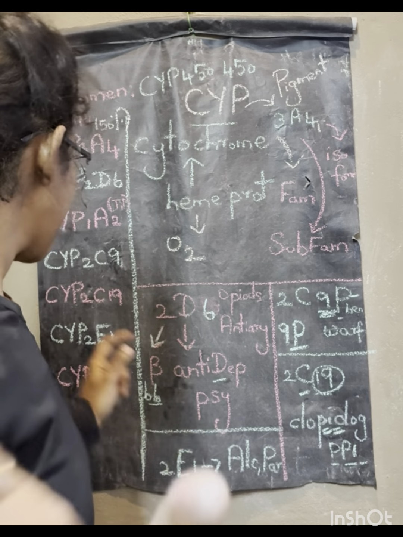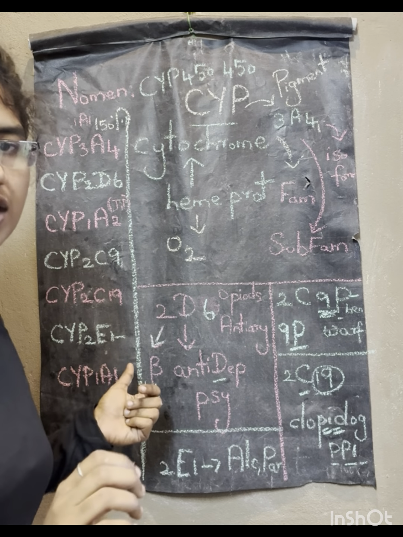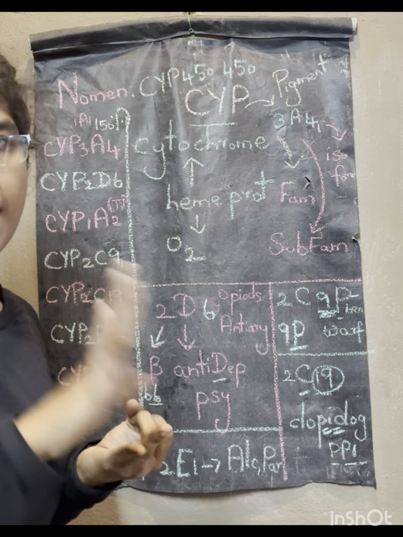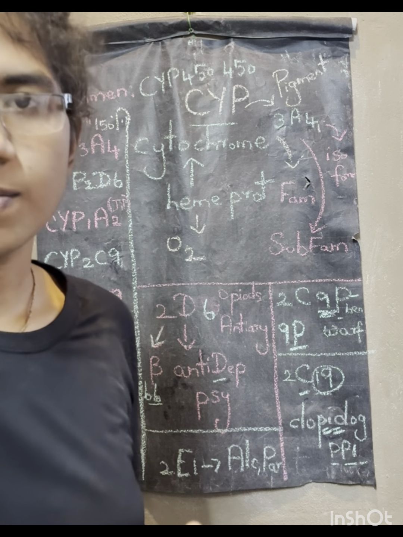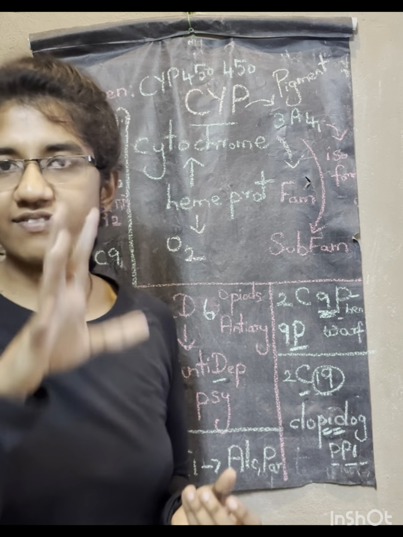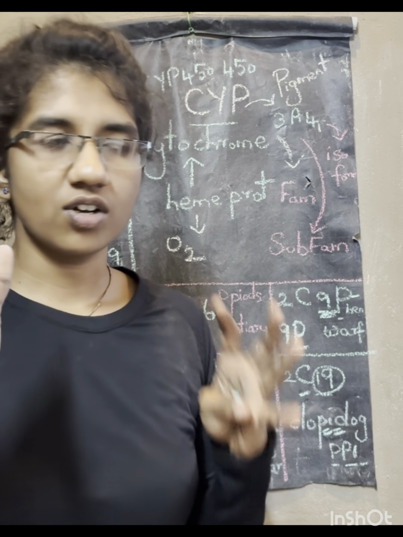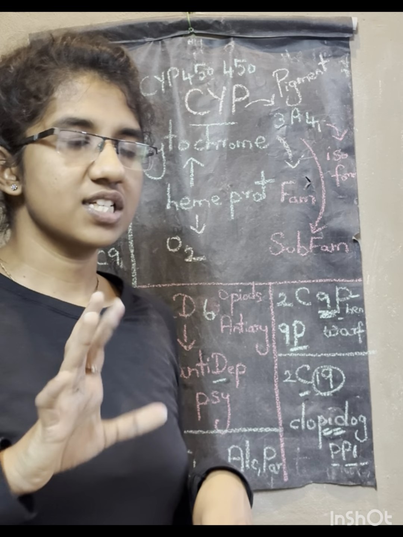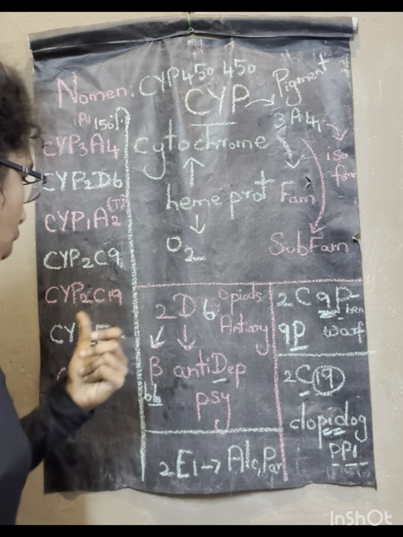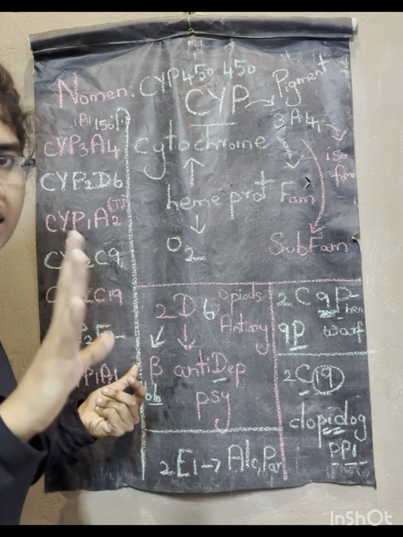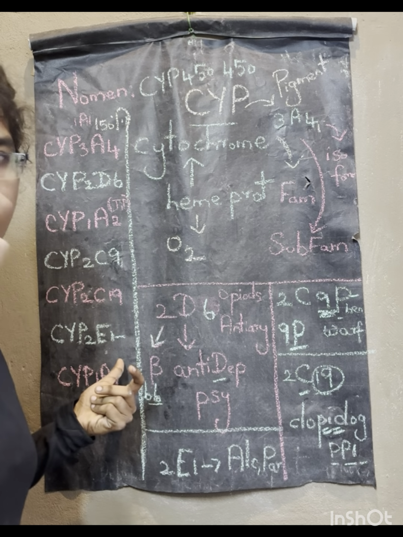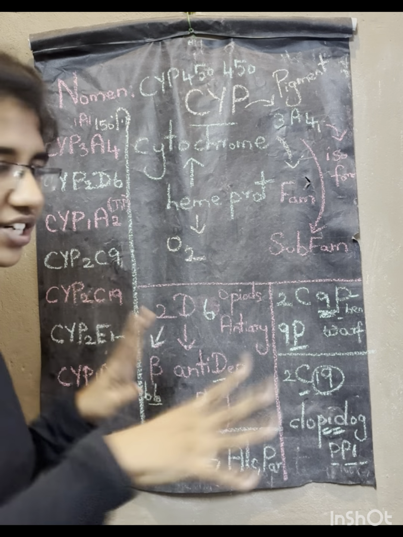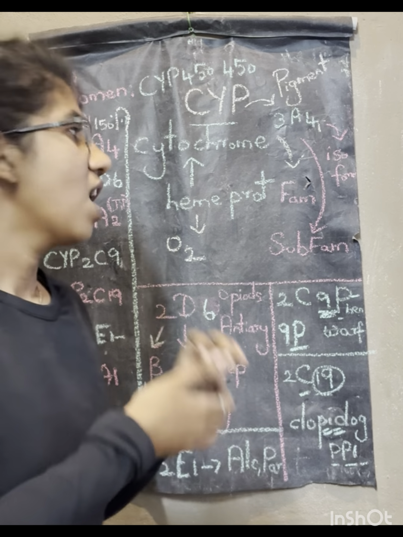And then finally CYP 2E1: alcohol and paracetamol. For 2E1 you remember the drugs related to the liver. Paracetamol, as we all know, in excess quantity leads to hepatotoxicity, and alcohol obviously affects the liver. So 2E1 metabolizes alcohol and paracetamol. These are the important drugs we must know under each enzyme.